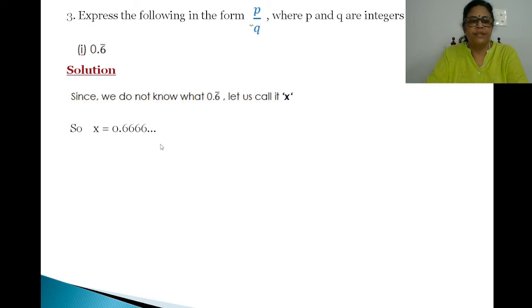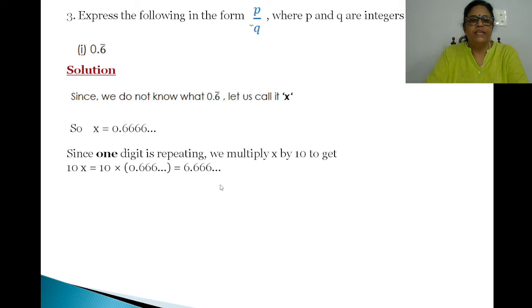Here how many digits are repeating? One digit is repeating. Since one digit is repeating, we multiply x by 10 to get 10x is equal to 10 into 0.666 etc. When we are multiplying the left hand side by 10, we have to multiply the right hand side also by 10. So when multiplying by 10, we will shift the decimal point one place to the right side.